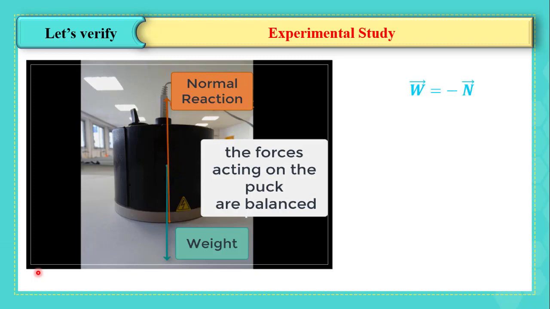So we obtain the following vector relation. W vector is equal to minus N vector, and therefore their vector sum is equal to 0. Which means that in this situation, the sum of the external forces acting on the puck is 0, and in this case, the puck which is initially at rest remains at rest.